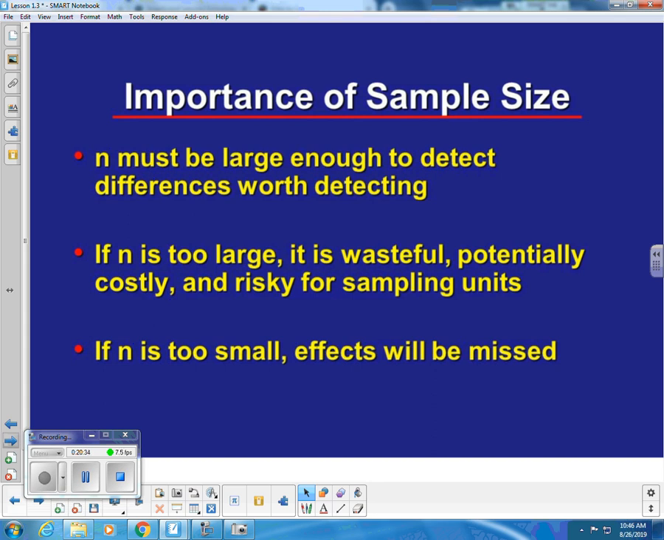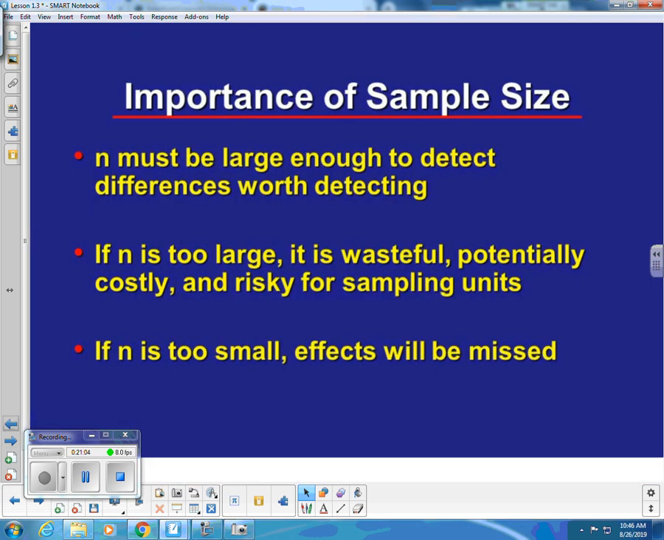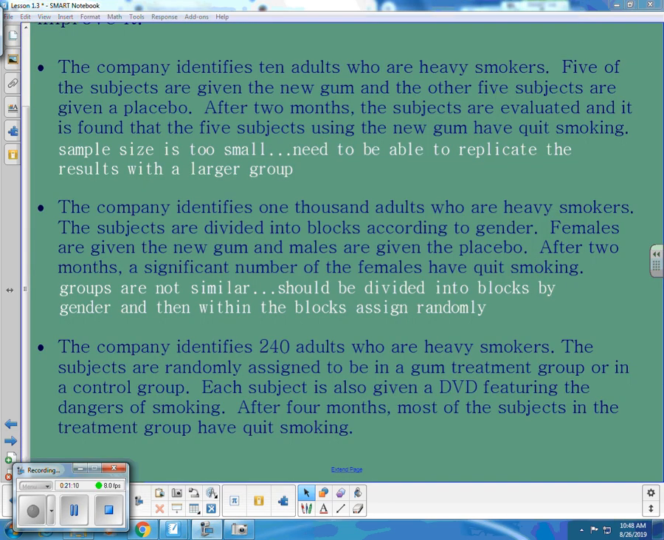So we're going to look at some experiments and determine what might be wrong with them. Okay. A company wants to test the effectiveness of a new gum developed to help people quit smoking. Identify the potential problem with each experimental design and suggest a way to improve it. After 4 months, most of the subjects in the treatment group have quit smoking. So what's wrong with this?